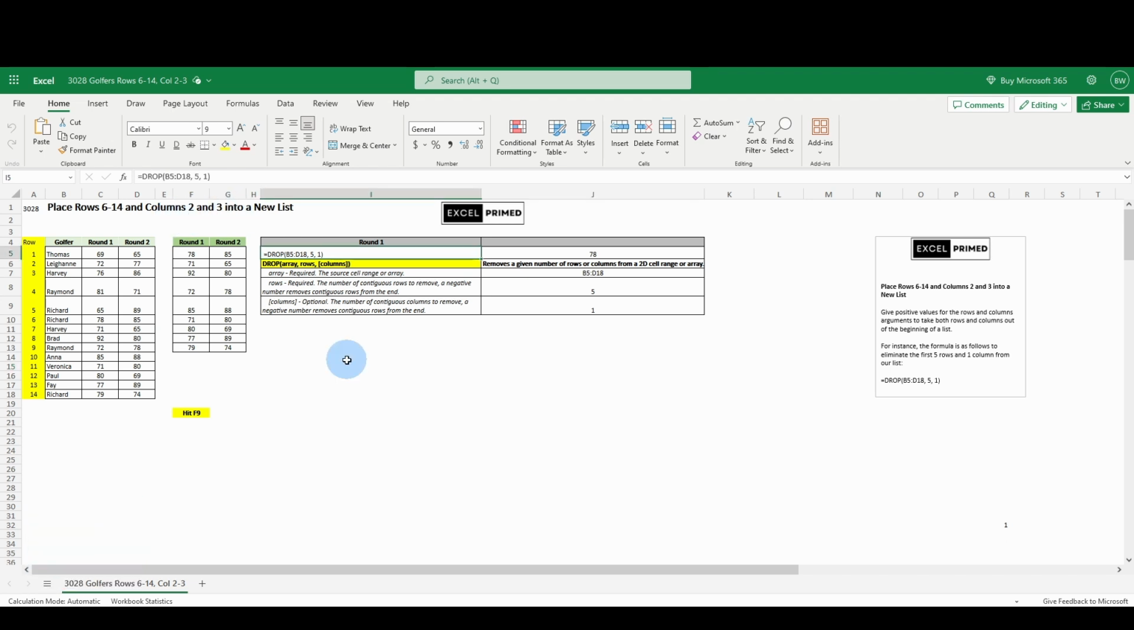Place rows 6 through 14 and columns 2 and 3 into a new list, similar to what we've done in the past. Here, our formula reads B5 to D18. That is our data. There's our list.